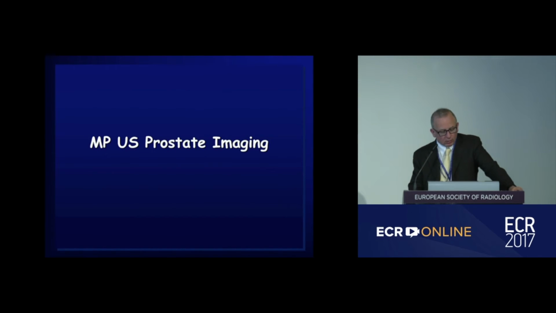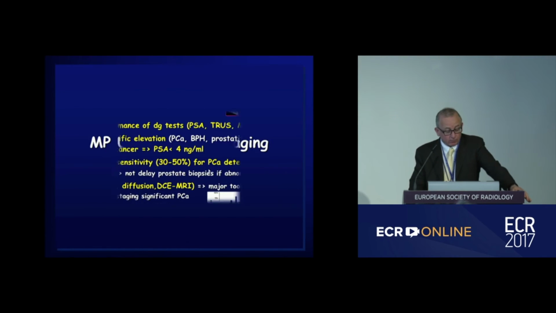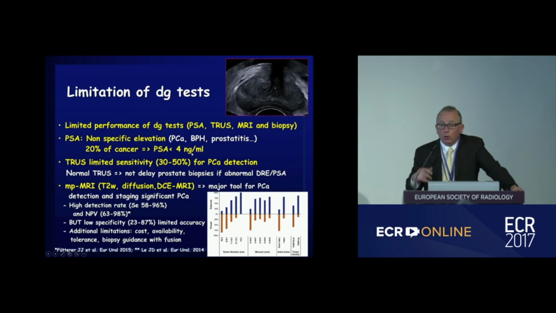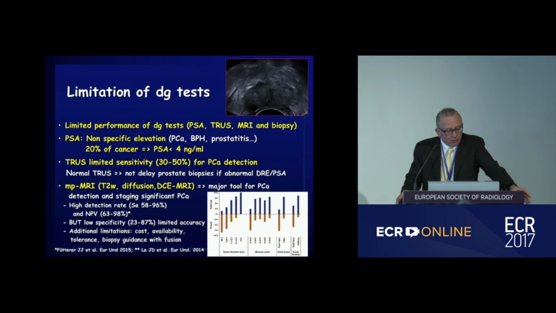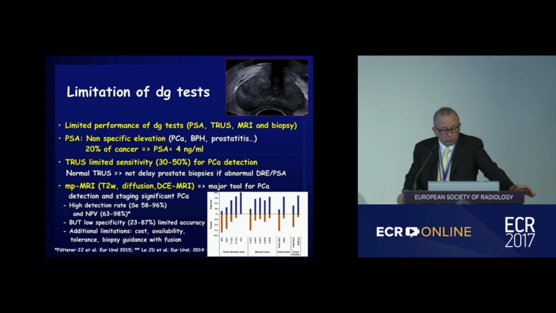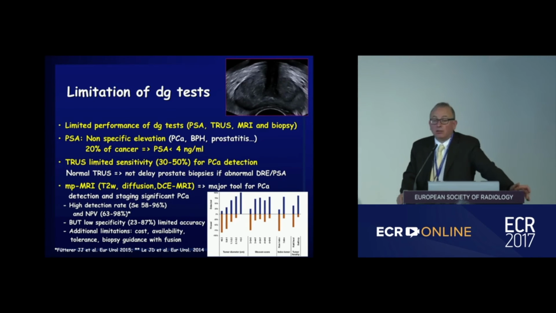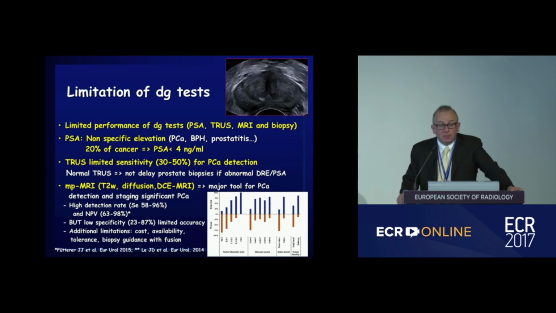fibrosis. So now I would like to move to multiparametric ultrasound prostate imaging, and we know that all the techniques that we have, and prostate is clearly a very difficult organ to assess because the diagnostic tests available like PSA or conventional transrectal ultrasound or even MRI and biopsy has a limited performance.